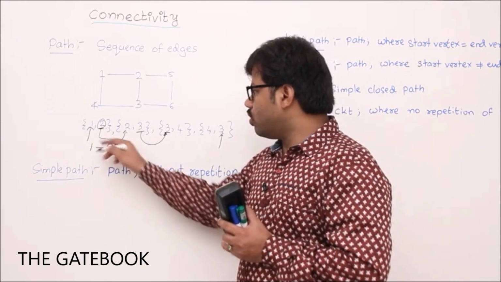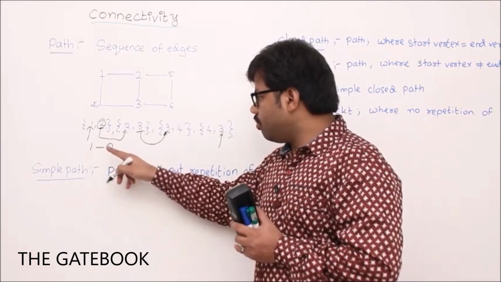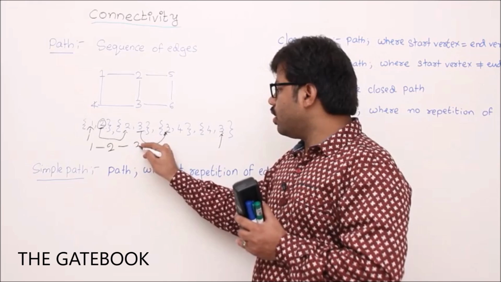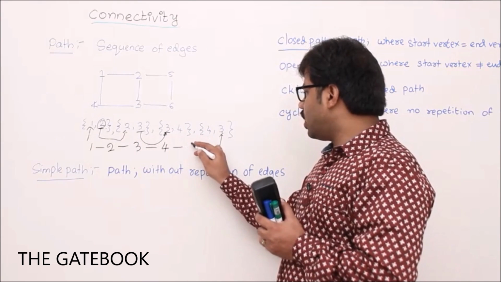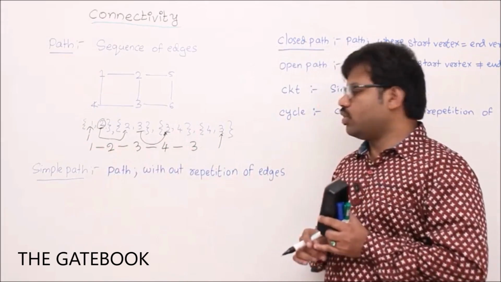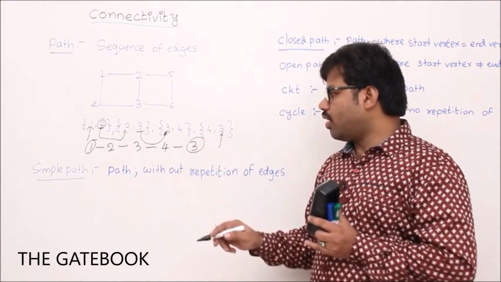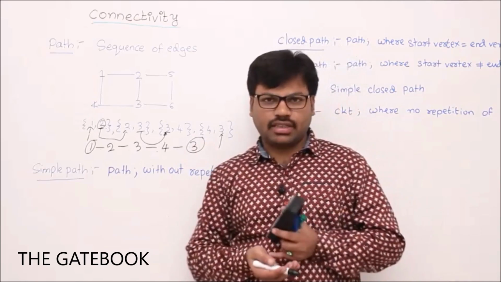We also represent this idea like this, so that it will be easy to understand. Rather than set form, I can take this kind of pictorial representation: 1 to 2, then 2 to 3, and 3 to 4, and the next one starts with 4 and ends with 3. So I can write it like this also, 1 2 3 4 3. The starting vertex is 1, the ending vertex is 3. The number of edges in this path is 4, and this is a path.